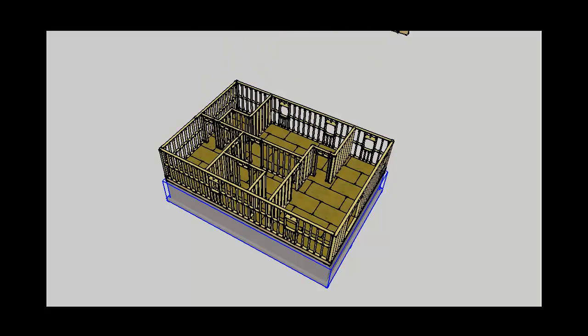Oftentimes, buildings such as homes, offices, and institutional spaces do not utilize one big open space. They're broken down into smaller, more usable spaces, and this is accomplished by constructing separation walls, or what's commonly called demising walls. They have no structural significance. They simply provide separation of space.